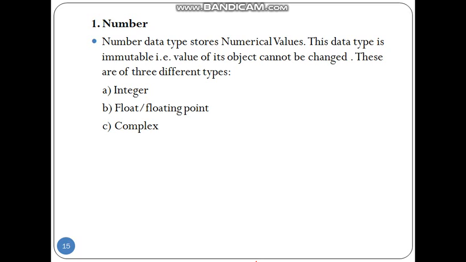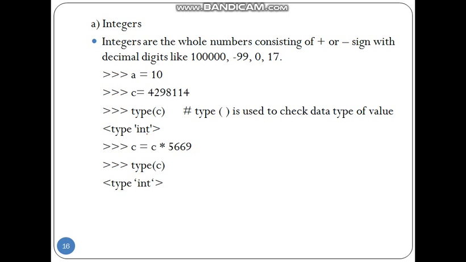Let's come to the number. Number means numeric data types. It may be an integer type or floating point type or complex numbers. Let's see one by one. Integer numbers are just like integer numbers, as you all know. You can add the sign also to it, plus or minus sign also can be added. So A equals 10. 10 is an integer. C equals 4298114. This is also an integer.